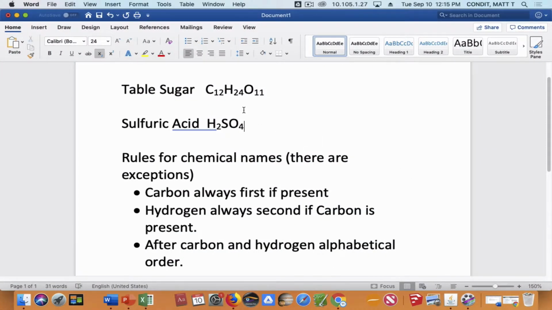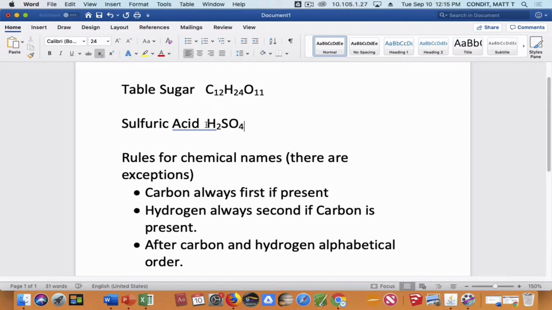And we want to talk a little bit about what you need to do for that. So here are some more complicated molecules. The first one is table sugar. And you can see it is made of carbon, hydrogen, and oxygen. And it has 12 carbon, 24 hydrogen, and 11 oxygen. Those little subscripts there tell us the number of the atoms that are in the molecule. So if I ask for the total number of atoms in this, it'd be 12 plus 24 plus 11.